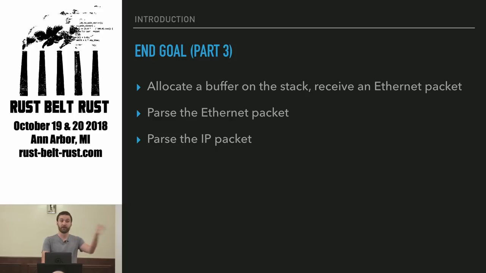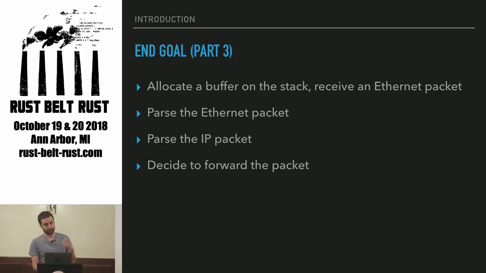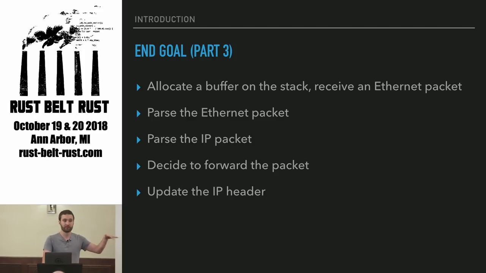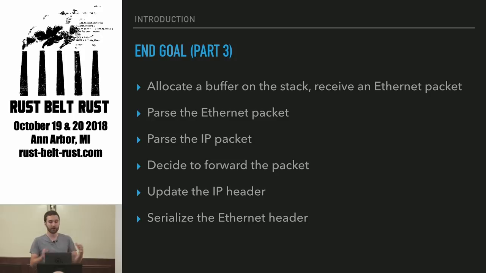We're going to parse the IP packet inside of the Ethernet packet. Then we're going to decide to forward the packet. So we're actually just going to resend it to somebody else. And first, we're going to update the header. We have to do some updates when we forward packets. And then we're going to serialize it inside of a new Ethernet packet. And all of that is going to happen in place on the stack, no copying. So that's the goal that we're building up to.